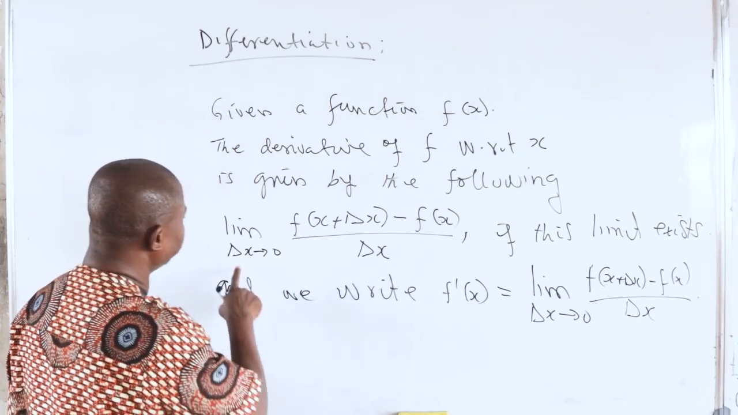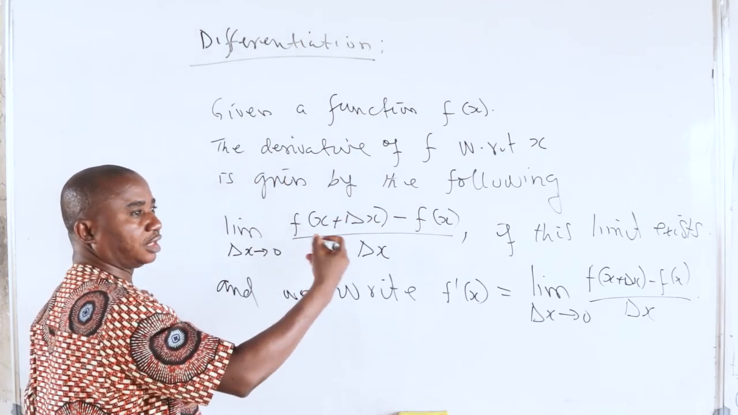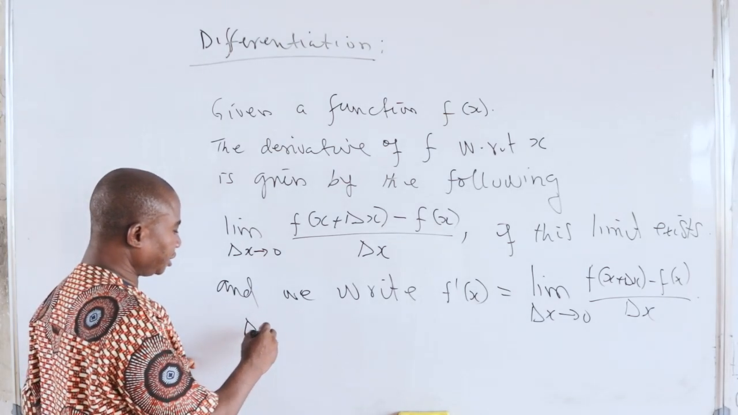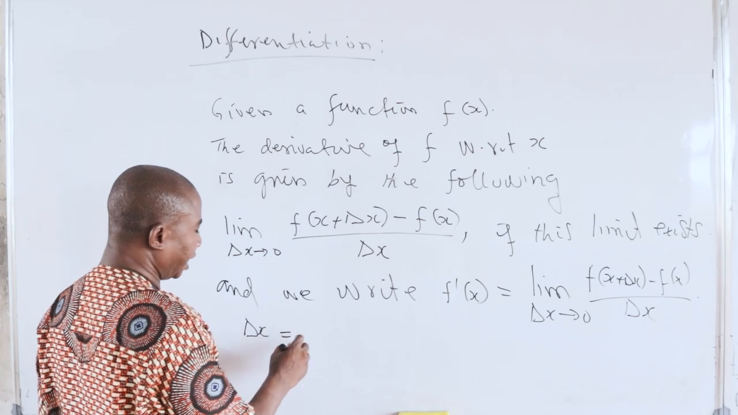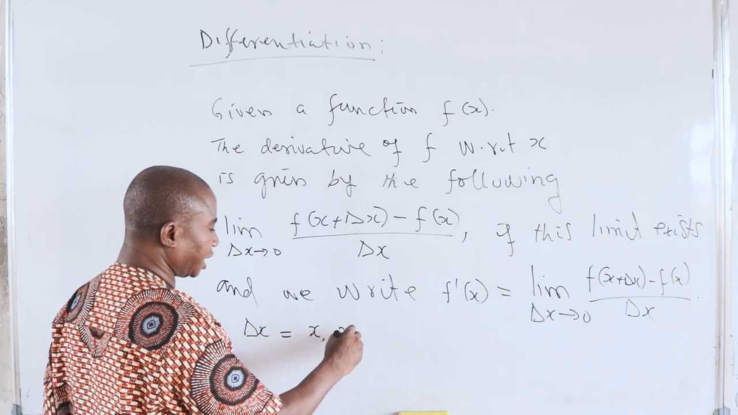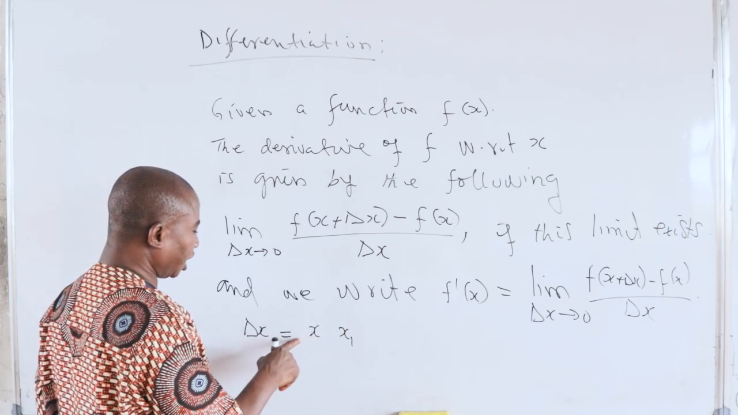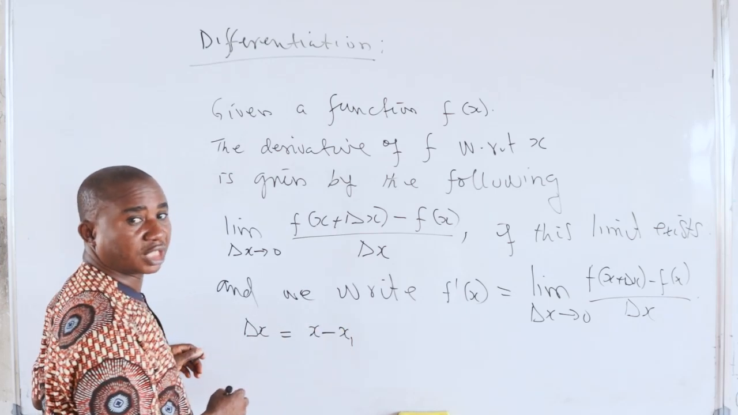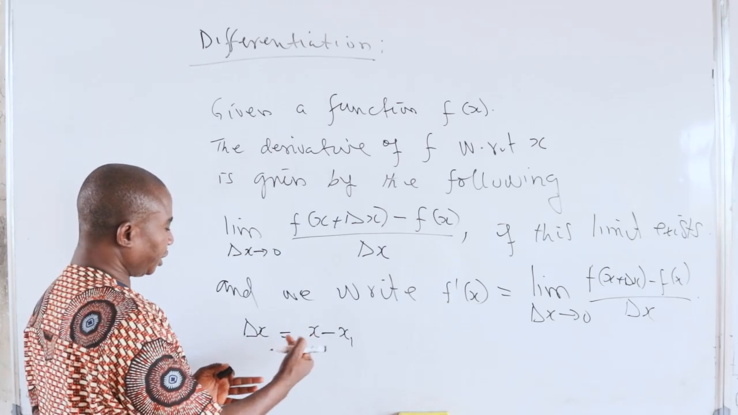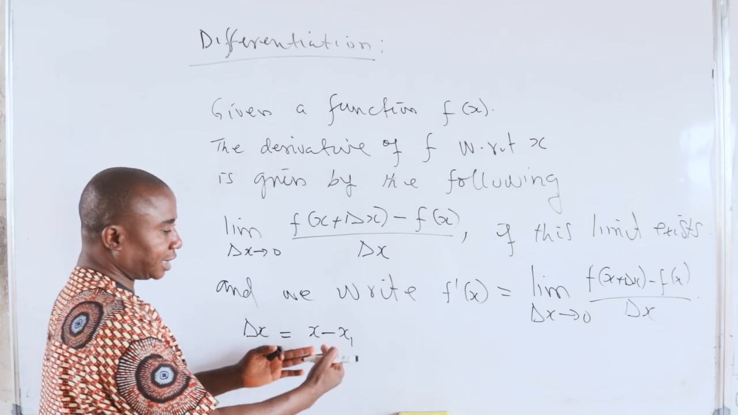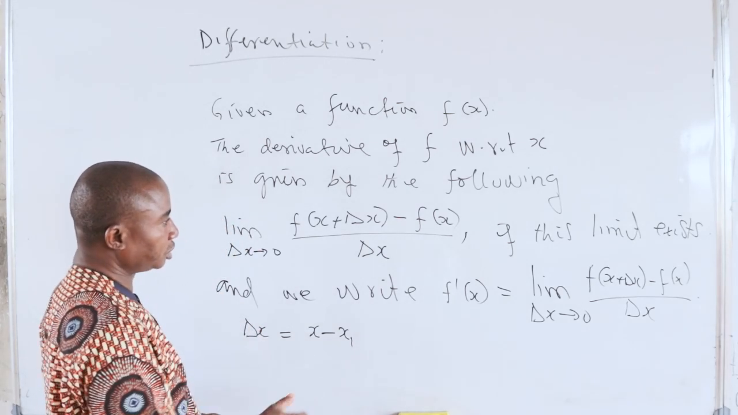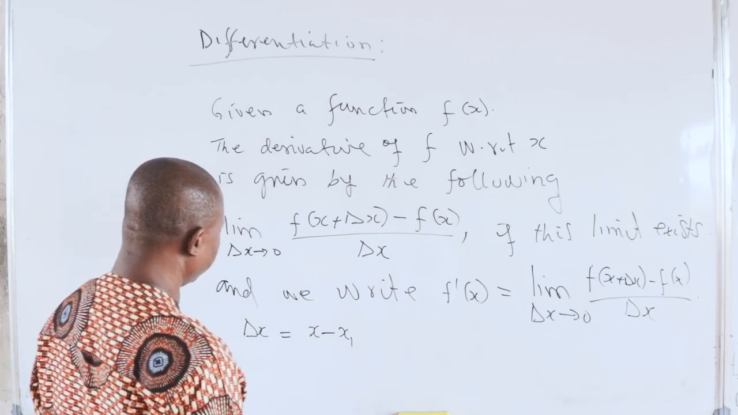I need to explain what I mean by change in x. Like I started with the example of boiling water. By change in x, I simply mean, suppose I have a starting point x, and then I consider another point x1. So I look at what happens between x and x1. This is x minus x1. So this is what I mean by change in x. That means simply the difference between the starting point and the next point you are considering in the domain of interest. So that's what we mean by change in x.